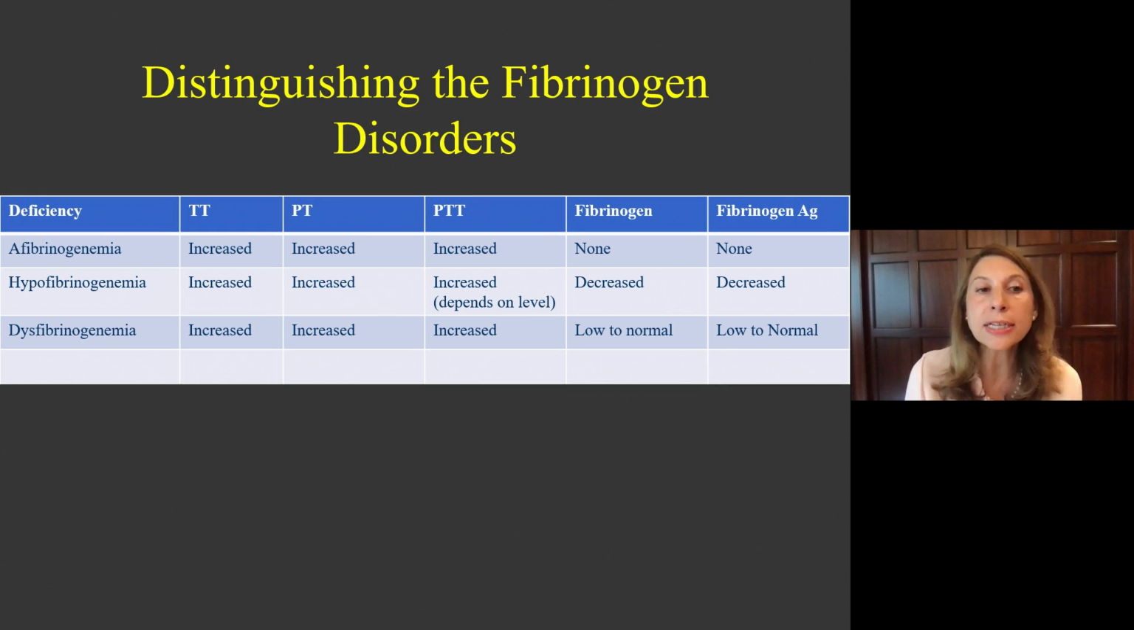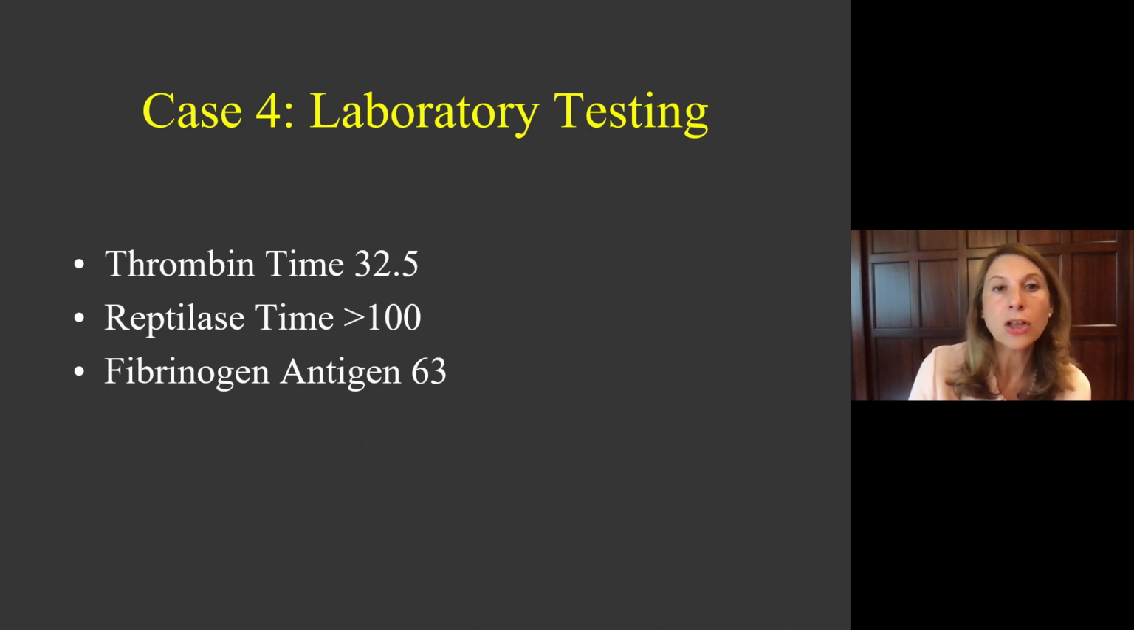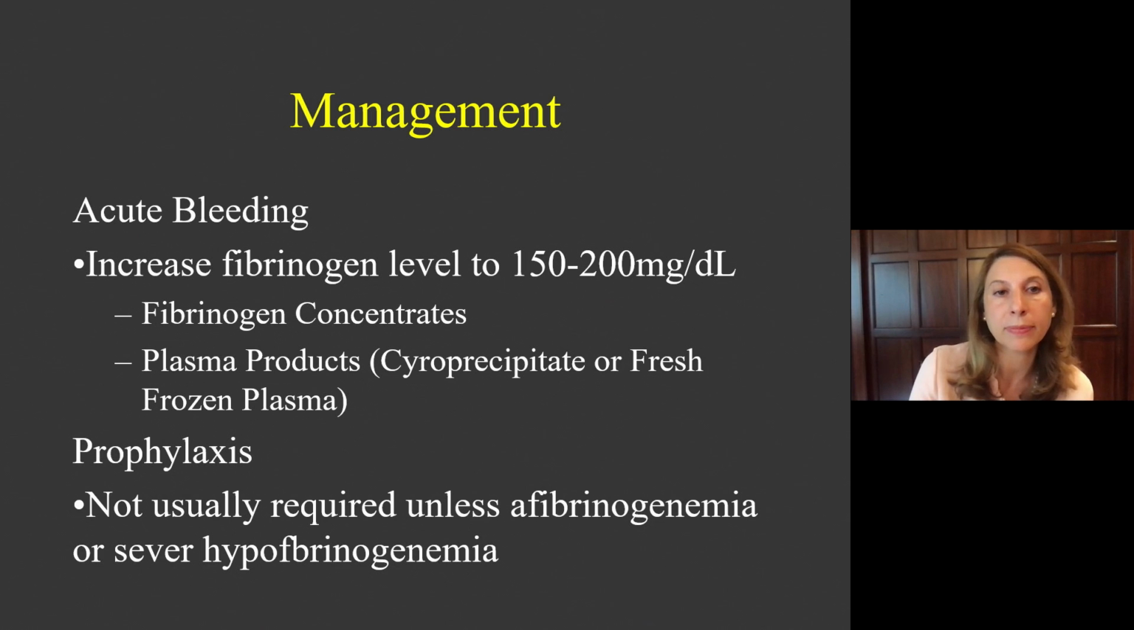And you can use these tests to try to determine if someone has afibrinogenemia, hypofibrinogenemia, or dysfibrinogenemia. Basically, that can be very helpful because we treat these in different ways. So in this case, the patient had a prolonged thrombin time at 32.5, a reptilase time, which was prolonged at 100, and a fibrinogen antigen, which was also low at 63.